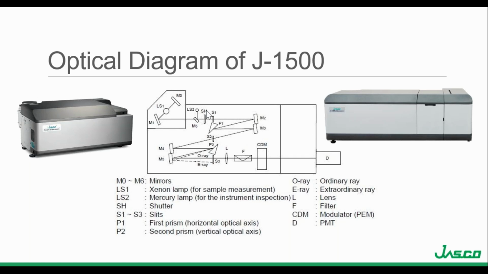But in the optical diagram of the J1000 series, and in this particular case, the 1500, you have your lamp housing here with your light source and 2 mirrors, which direct the light into the monochromator through a slit and a mirror to the first prism that chooses the wavelength, through another set of mirrors and slits to the second prism that polarizes the light, through a lens, a filter set to the photoelastic modulator that creates circularly polarized light, to the sample, and then to the detector.